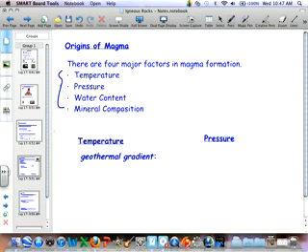And then we have the mineral composition. What types of minerals are actually within that magma? All of those contribute to different igneous rocks. And in fact, if you want to know what type of magma is sitting underneath the volcano, all you have to do is look at the rocks.